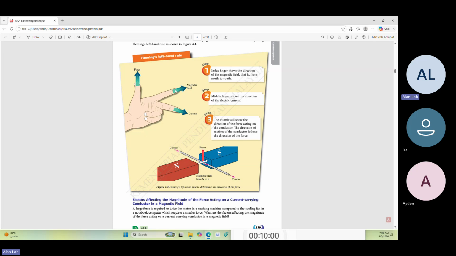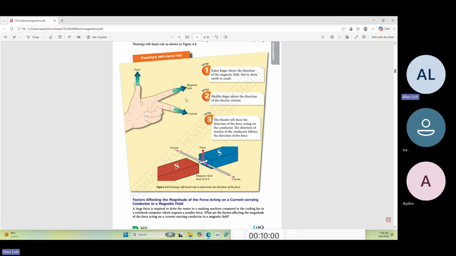That means this index finger needs to be pointing in the opposite direction. Then what does it mean? That means your thumb now is pointing down, right? And if your thumb is pointing down, that means the force is going down. Force of what? Force of the push, to push this conductor down or up.